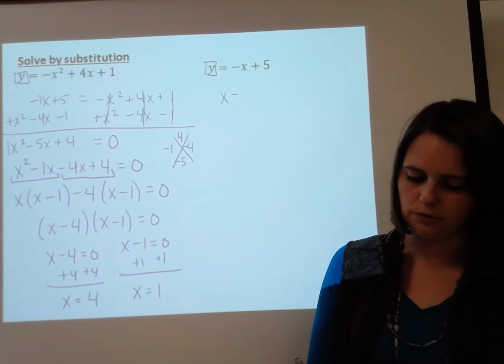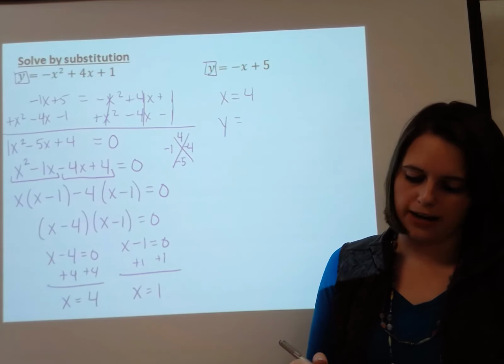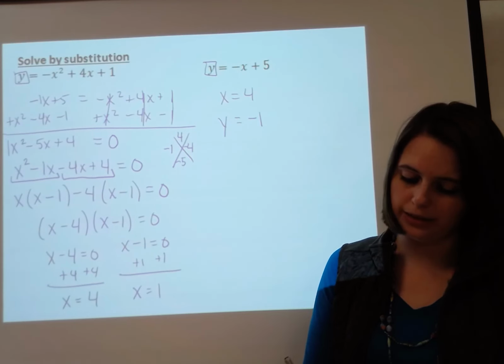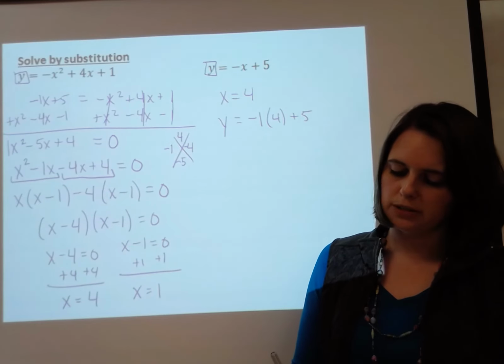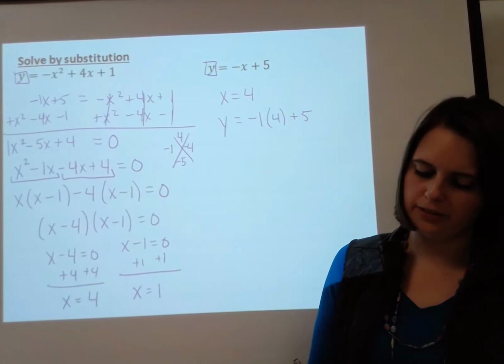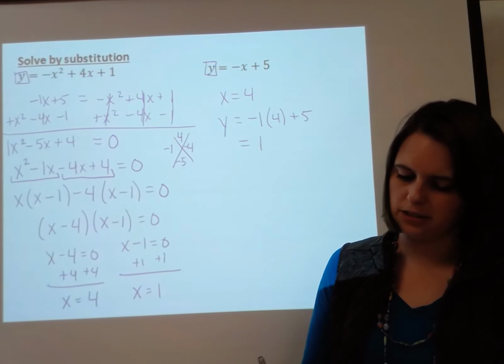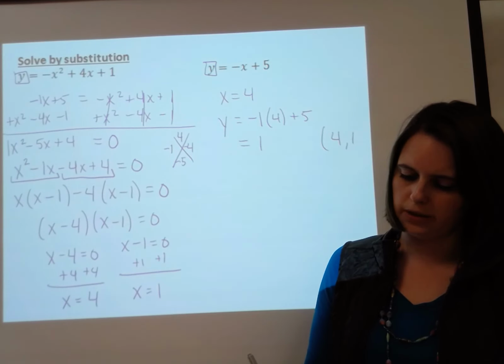So x equals 4. I like to use the linear, but it would have been fine to use the quadratic. But y equals negative 1, that is really a 1, times the 4 that we're substituting, plus 5. So negative 1 times 4 is negative 4, plus 5 gives us a positive 1. So that solution will be at (4, 1).